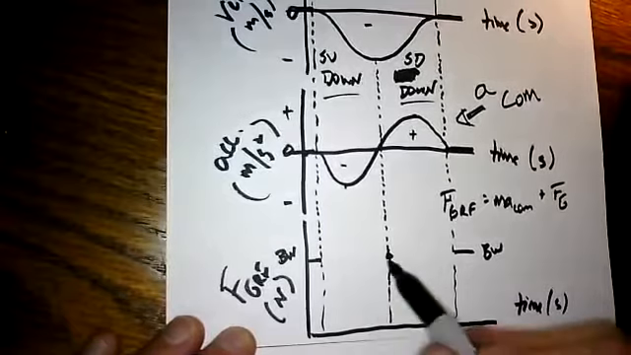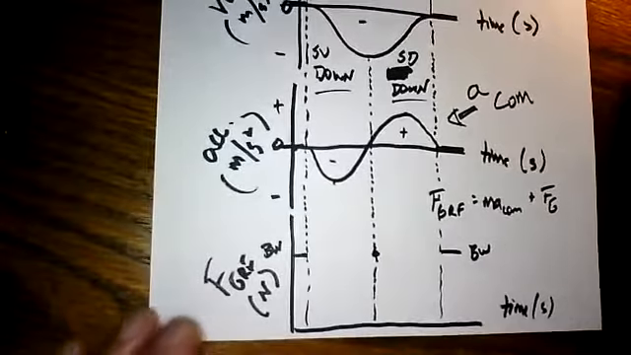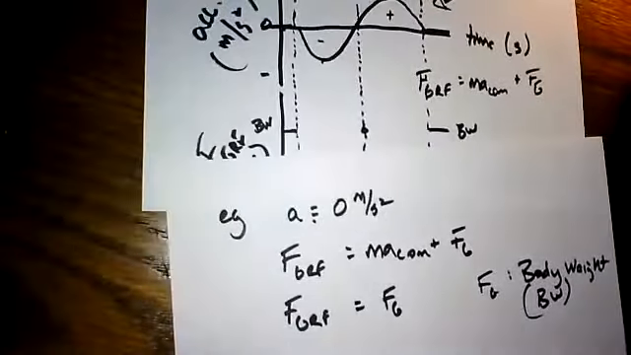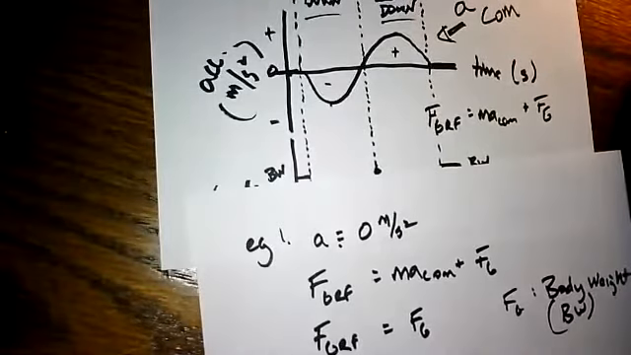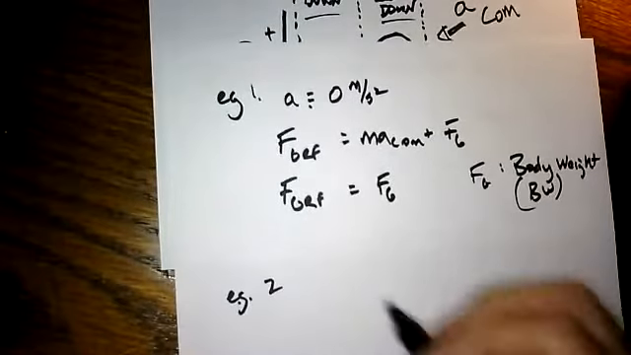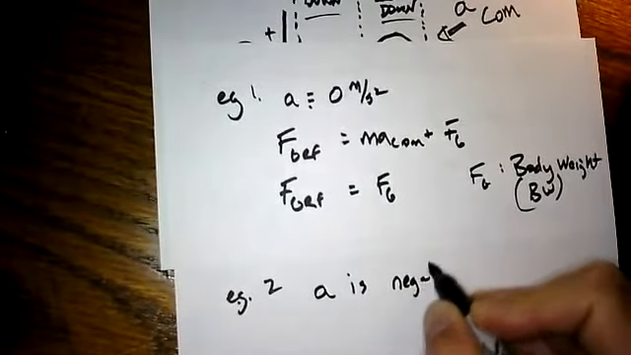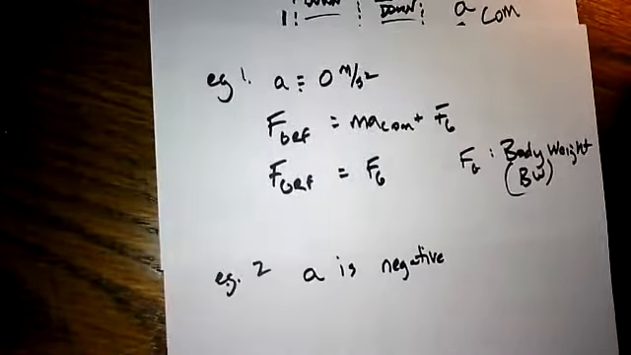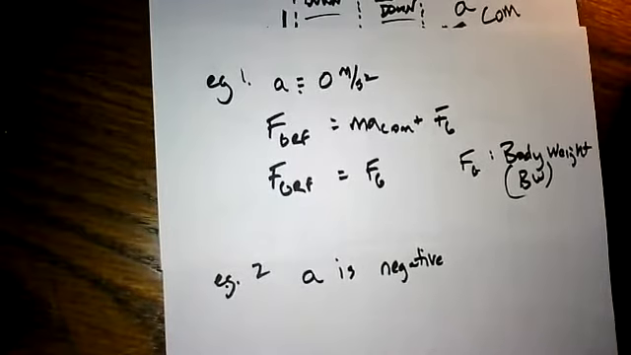So I've got 3 regions sort of figured out right now. I've got to figure out this region and this region. Well, let's go back to our equation. Let's say, for example, let's take this data point right here. And let's say, so this is example 1, this is example 2. Let's say A is negative. Doesn't matter what it is. It could be -1 meter per second squared, -0.2 meters per second squared. A is negative. Well, let's look at our equation.